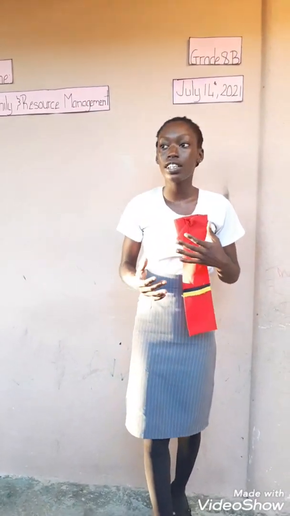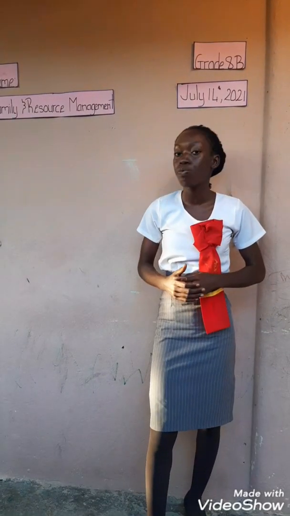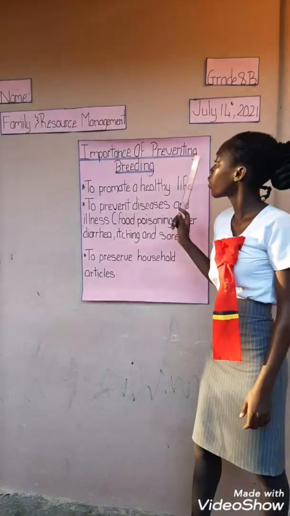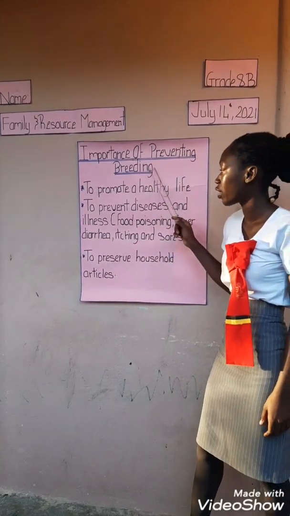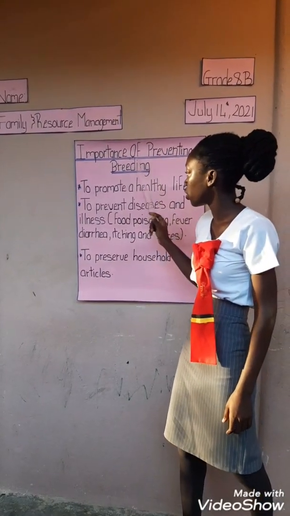So I can see most of you or all of you have some knowledge on why we prevent household pests, meaning why it's important to prevent them. So very good for your contribution to the class. I will now share with you the importance of preventing household pests, and we'll read and discuss as a class. We have here the importance of preventing breeding. Let's read the first one.